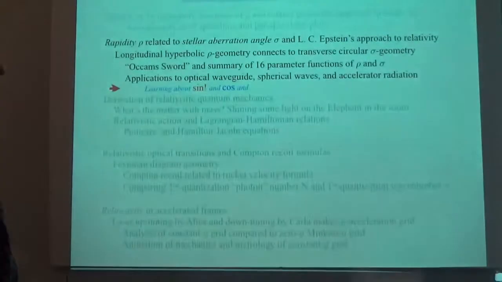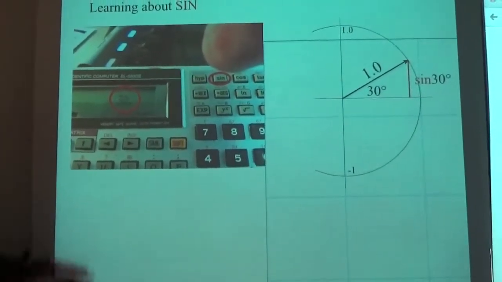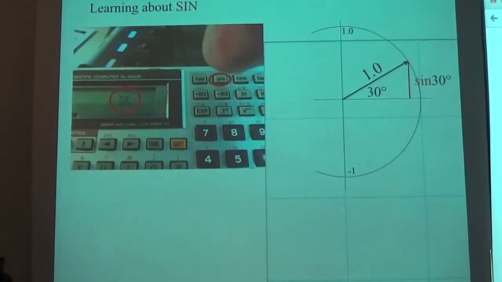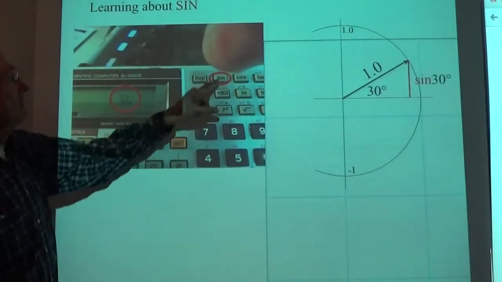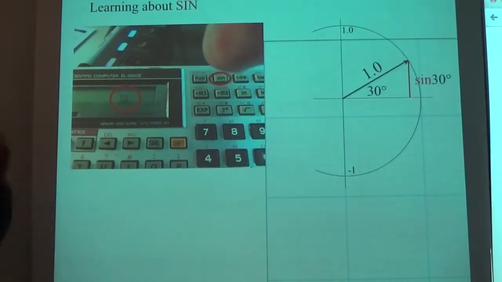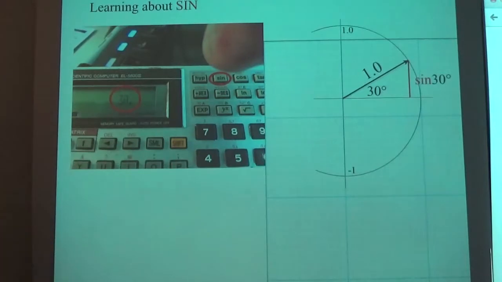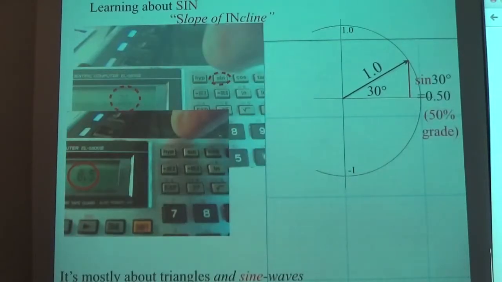Now, let's sin a little bit. This is the way I'm going to start the honors course. Learning about sin. And if you want to sin, you got to push the sin button, right? Okay? So you pick an angle to sin at, and you're off to the races. And in this particular case, you get 0.5 as a result of pushing the sin button.